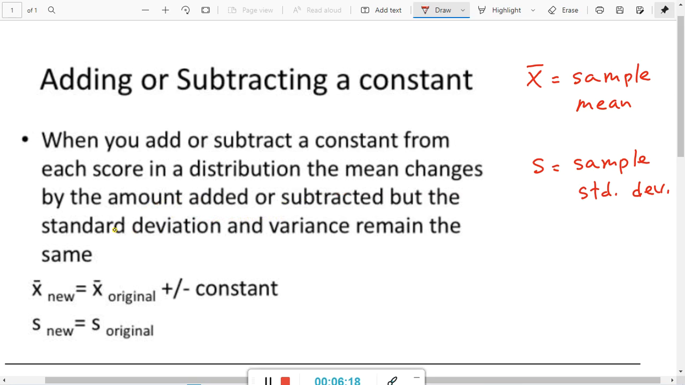Okay, you don't need to worry about variance in this exercise, but for the mean, for the new mean, you just take the original plus or minus whatever constant you added to the entire data set. The new standard deviation is the same as the original. All right, so that's for adding or subtracting.